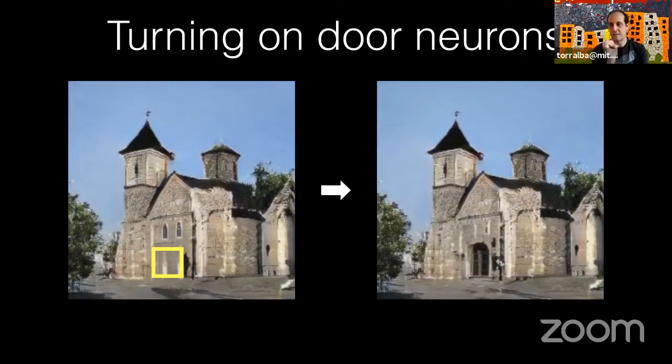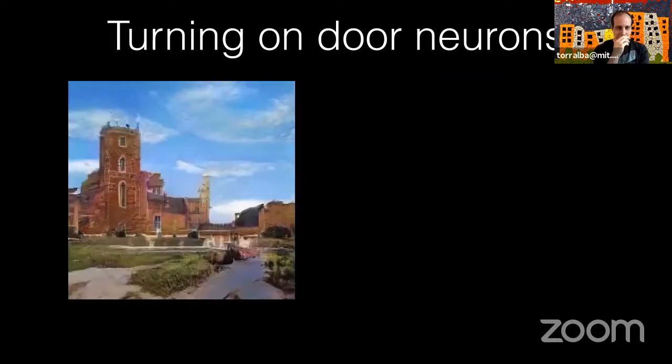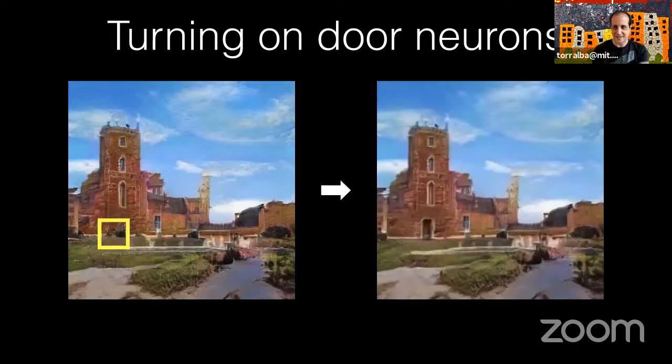It's not 100% effective. Don't get me wrong. This is not like you activate those units and you're guaranteed to get a door. Sometimes there are locations for which it doesn't work. So here is another example. You activate the door unit at that location, and a door appears. But this is not Photoshop, where you go there, you paint a door, and Photoshop paints a door because you really want to put a door there. GANs have a strong character, and they won't do whatever you want.